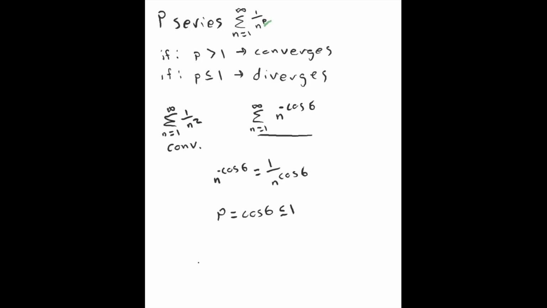For the series n to the negative cosine of 6, we rewrite it as 1 over n to the cosine of 6 and see that our p-value is cosine of 6. Rewriting stuff using the rules about exponents, summations, and fractions is something you're going to be doing a lot. We know cosine of 6 is less than or equal to 1 because cosine of 6 is approximately 2 pi. You can also double check this by plugging this into a calculator. Because p is less than or equal to 1, we know that this series diverges by the p-series test.